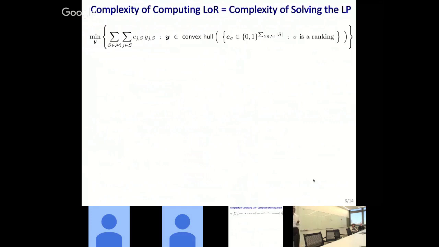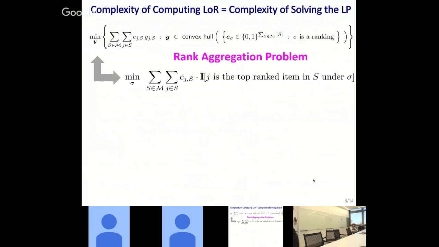And the first thing we can do with a linear program is write this continuous optimization problem as an equivalent discrete optimization problem, because we know that the optimal solution of a linear program occurs at extreme points. And the extreme point of this feasible region is just a ranking sigma. Each ranking sigma gives us a vector e sub sigma. So we simply replace this y_jS by the jS coordinate of that vector e sub sigma, which is the indicator that checks whether j is the top-ranked item in S under the ranking sigma.